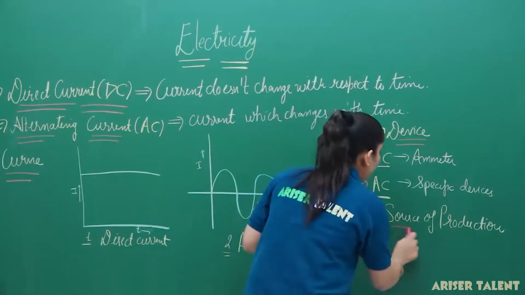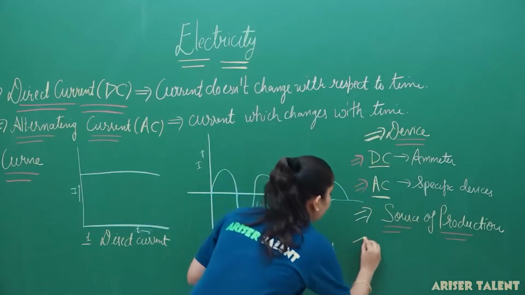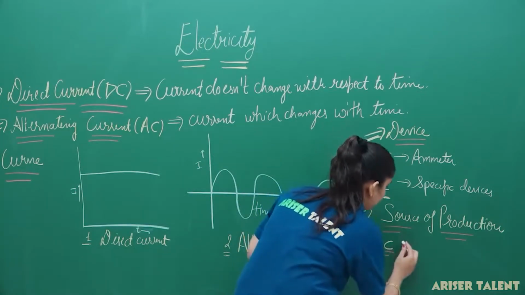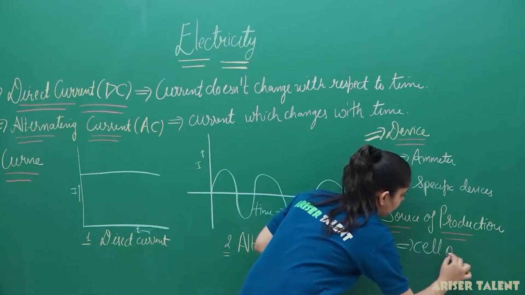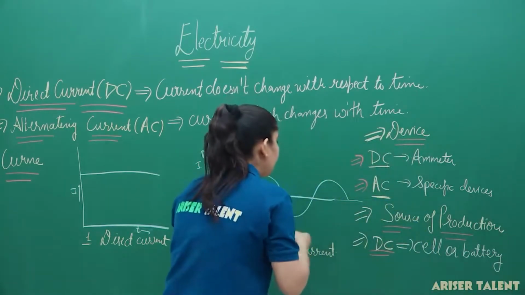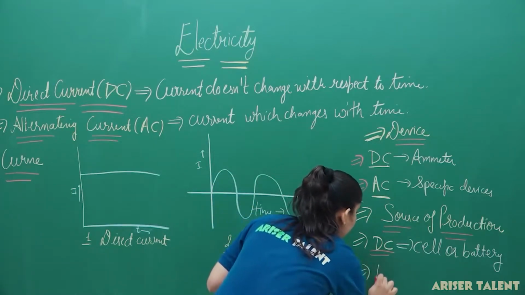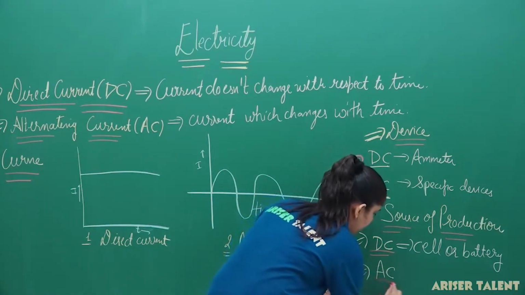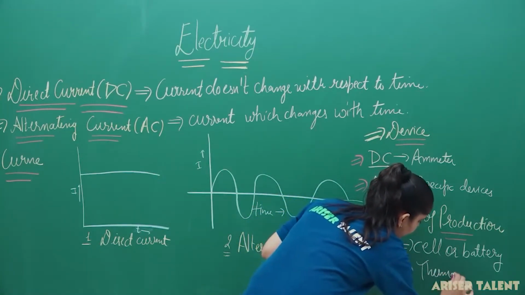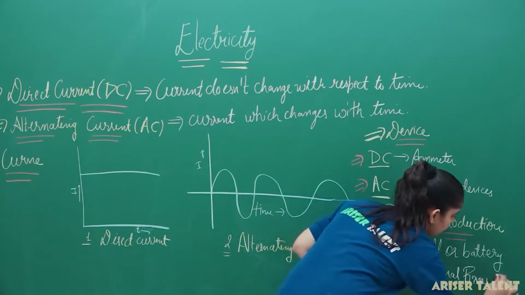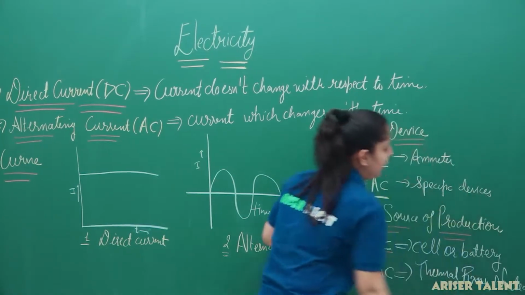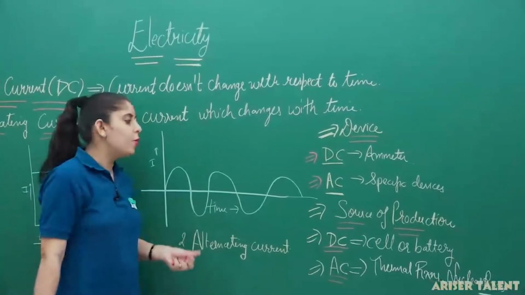So, the source of production for DC will be a cell or battery, but for AC, thermal reactions and nuclear reactions are required. So, this is about the source of production we have.